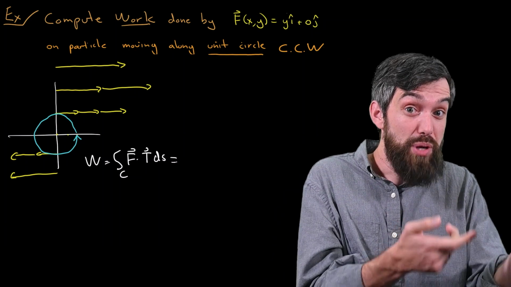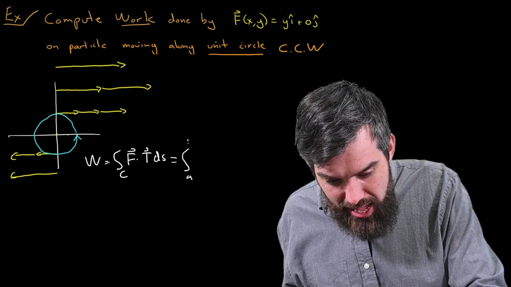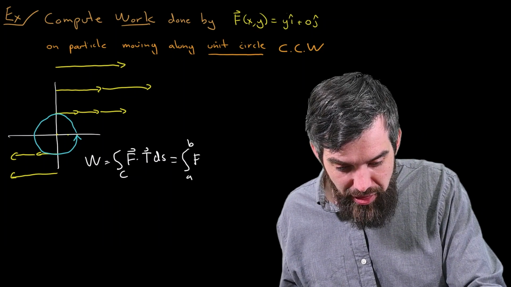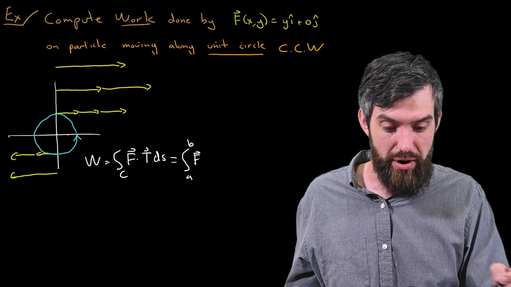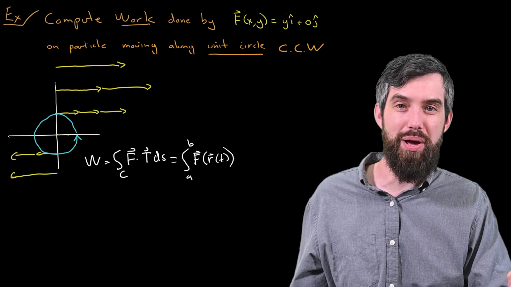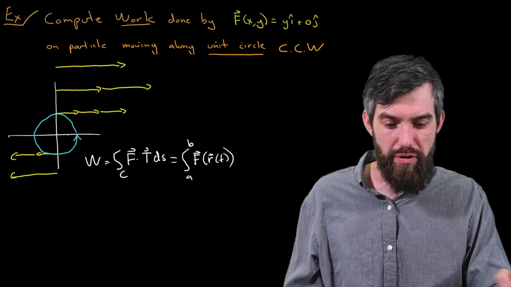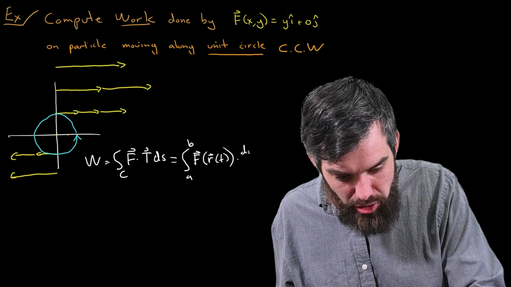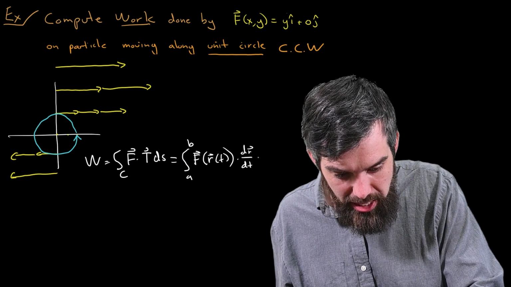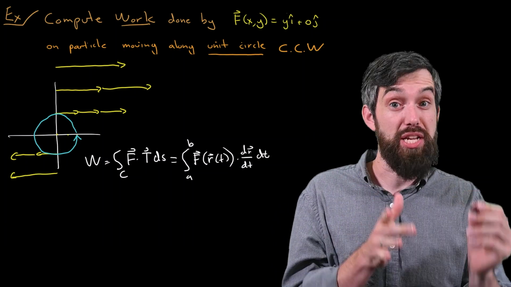So the way I'm actually going to compute this is with the alternate formula: the integral from a up to b of the field evaluated along r of t, where r of t is your parameterization for your curve, dotted with the derivative dr/dt, and then finally integrated with respect to t. And it's this formula that I'm going to find particularly useful.